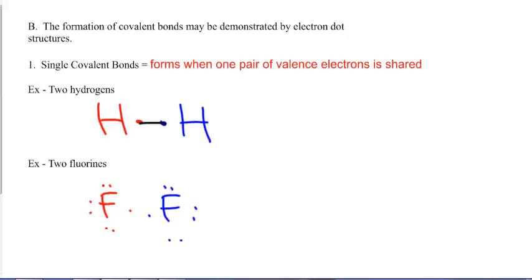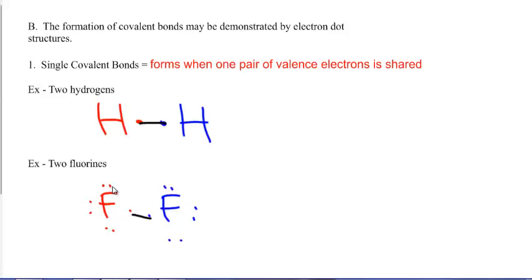Similarly, fluorine has 7 valence electrons. Fluorine has to get up to 8 because it wants to be like the nearest noble gas, neon. So this fluorine and this fluorine both have a very high ionization energy. Neither one wants to give away an electron. They have a high electronegativity because they want to gain electrons. So instead of one giving to the other, again, they share. And we show this by a line that goes from dot to dot.